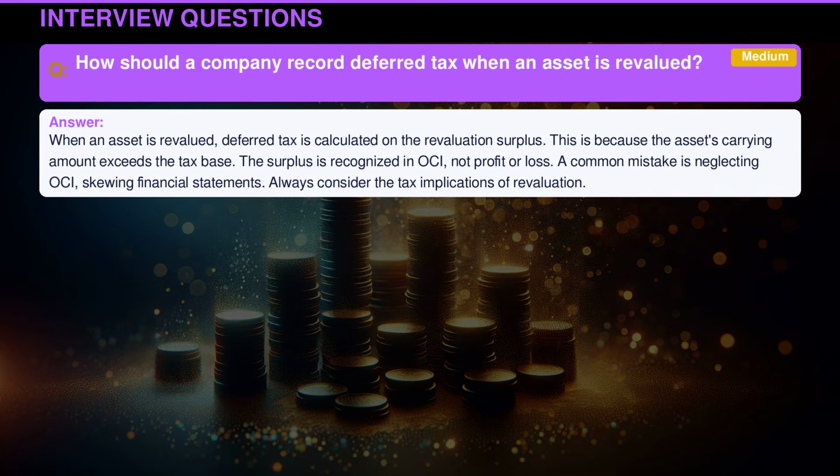When an asset is revalued, deferred tax is calculated on the revaluation surplus. This is because the asset's carrying amount exceeds the tax base. The surplus is recognized in OCI, not profit or loss. A common mistake is neglecting OCI, skewing financial statements. Always consider the tax implications of revaluation.